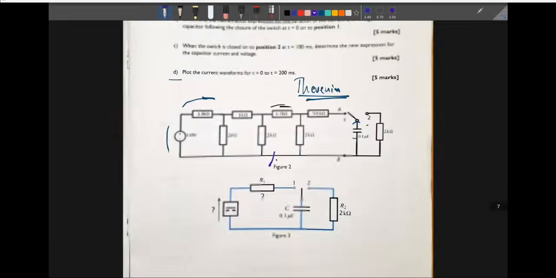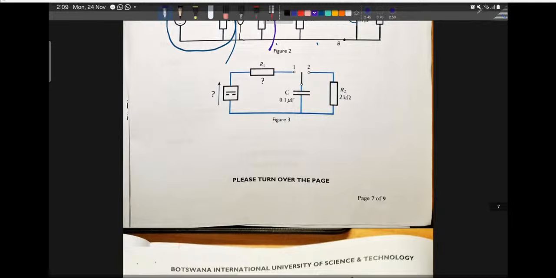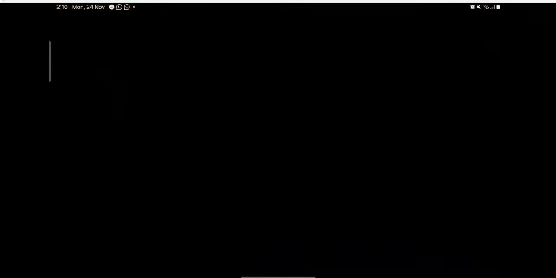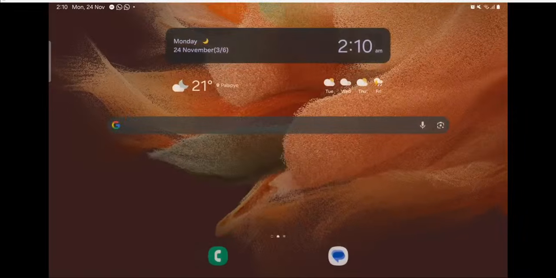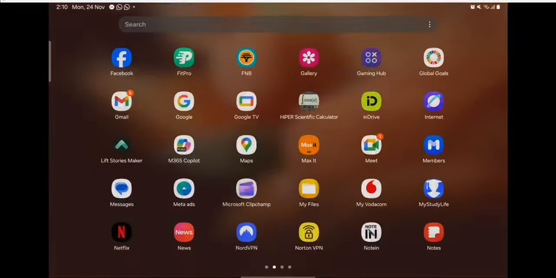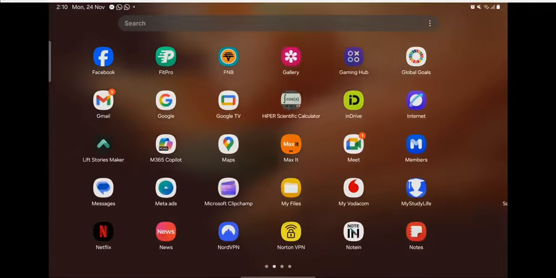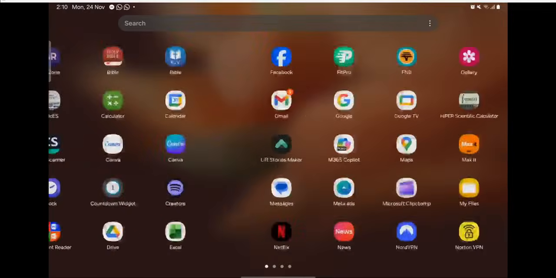By the way, there's something which we need to adjust, which is the R for discharge. Let me go to it.